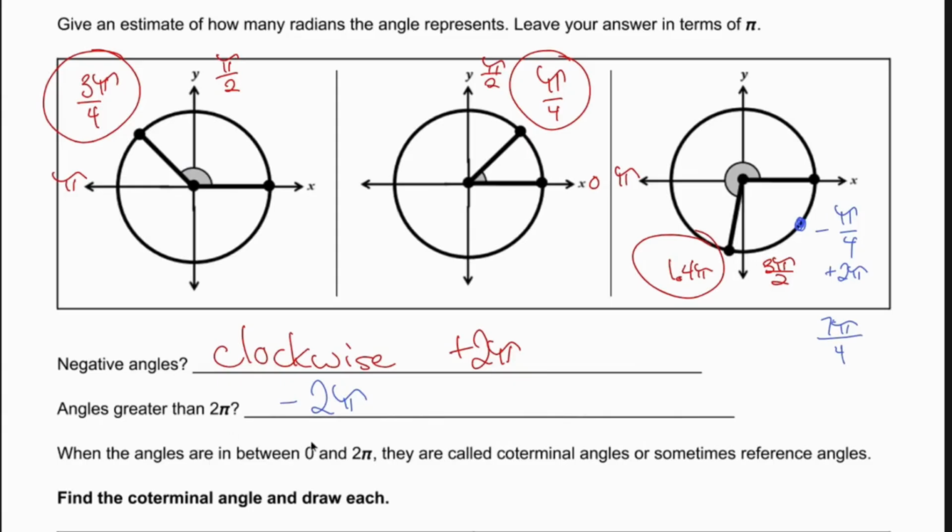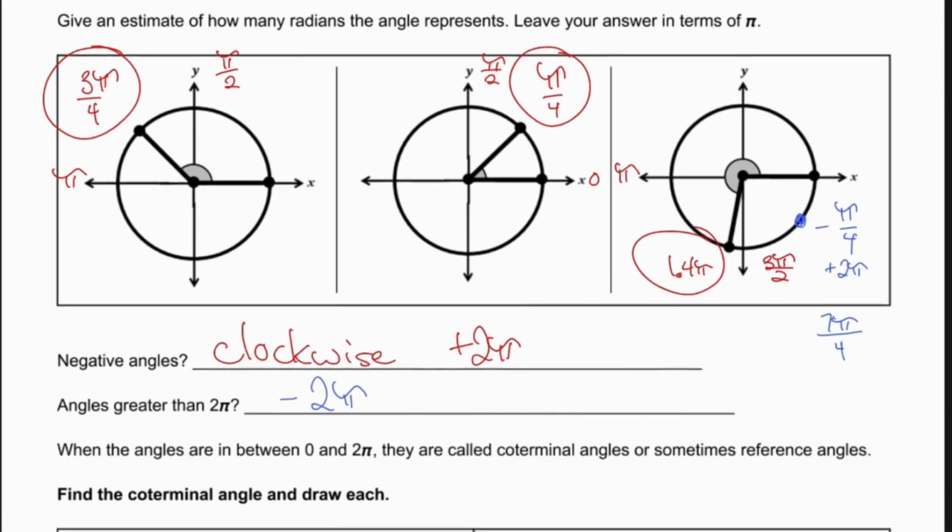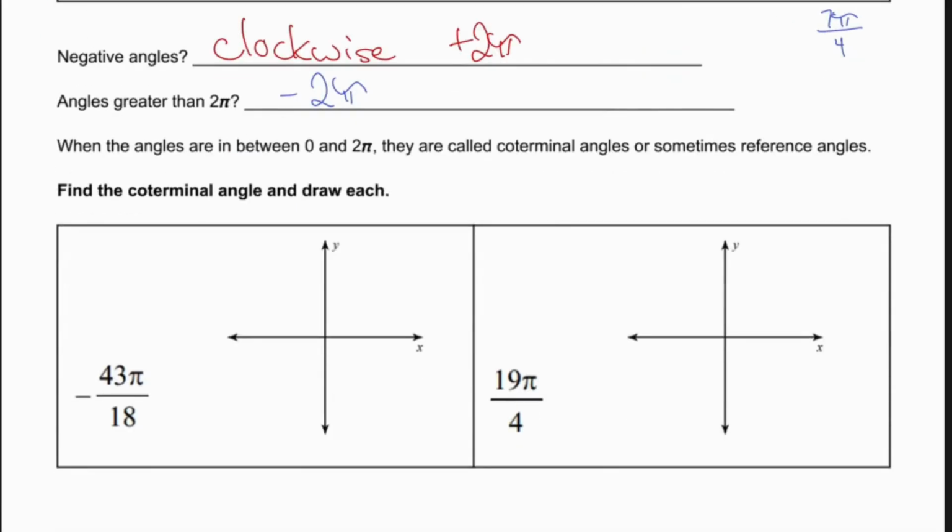When angles are in between 0 and 2 pi, they are called coterminal angles and sometimes referred to as reference angles. We want our angles to always be in between 0 and 2 pi. So when that doesn't happen, we need to make it happen. And so what we do is if it's negative, you add 2 pi until you get in between 0 and 2 pi. So if you need to add it 2 or 3 times, then you add it 2 or 3 times. If it's above 2 pi, then you subtract 2 pi until it's in between 0 and 2 pi.